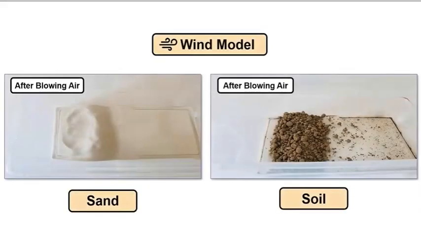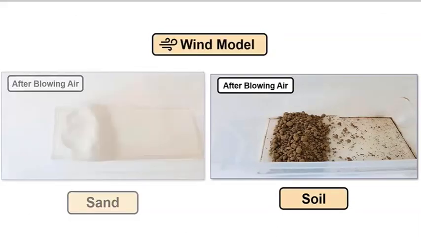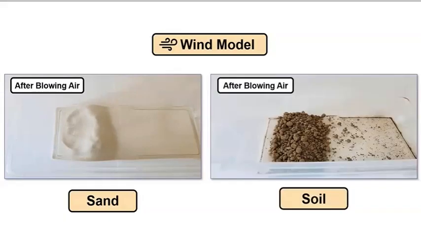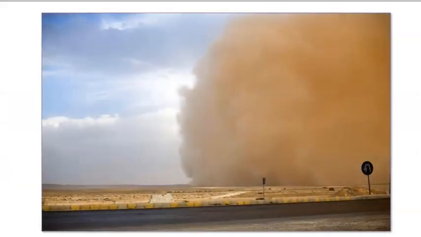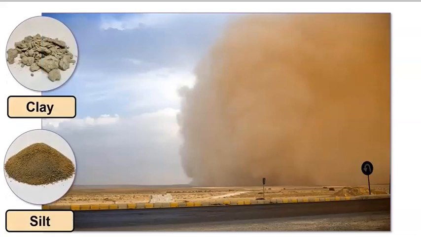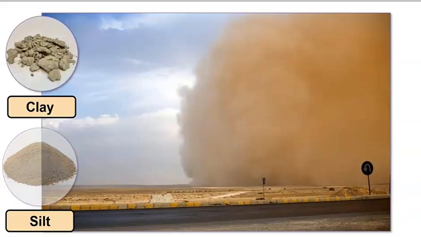Do you remember our wind models from last time? We saw that the wind in our models moved both sand and soil. Well, dust storms happen when very strong winds carry loose sand and soil. They usually occur in dry areas where there is not much rainfall. The dust in a dust storm is mostly dry clay and silt that the wind picks up, carries, and moves. We observed samples of clay and silt in a previous lesson. Do you remember?